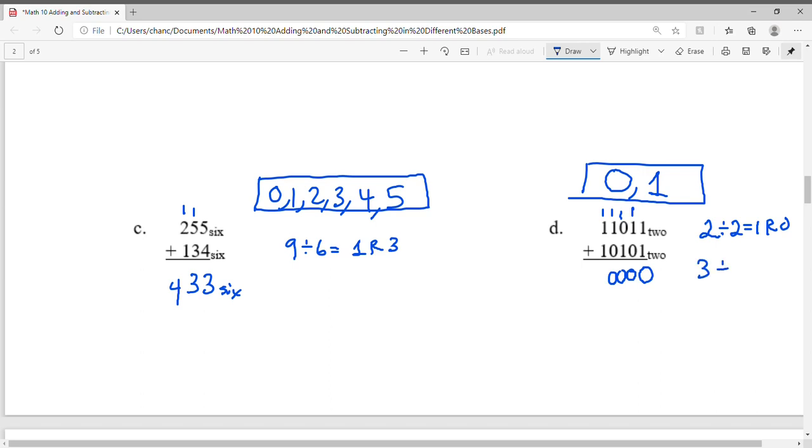3 does not exist in base 2, so we'll divide it by 2. I get 1, remainder 1. That means I have 1 down here. We'll carry that additional 1 over. And this is, again, base 2. So that's our solution for part D.